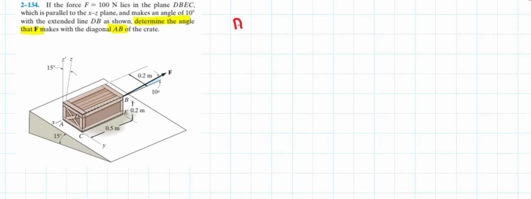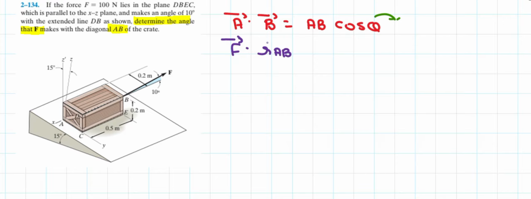We know the basic dot product formula: A dot B is equal to AB cos theta, where theta is the angle between the A vector and the B vector. This theta is what we are going to find in this equation. So this can be written as F dot RAB, which is equal to the magnitude of F into the magnitude of RAB into cos theta.